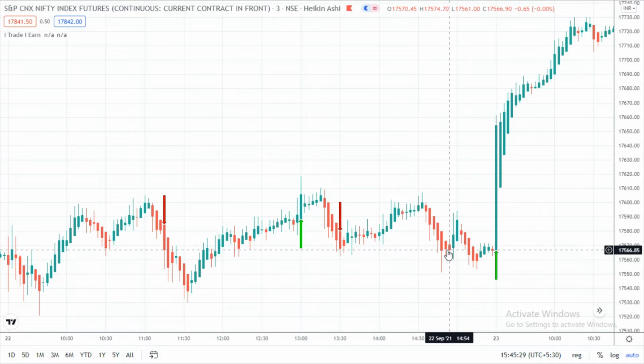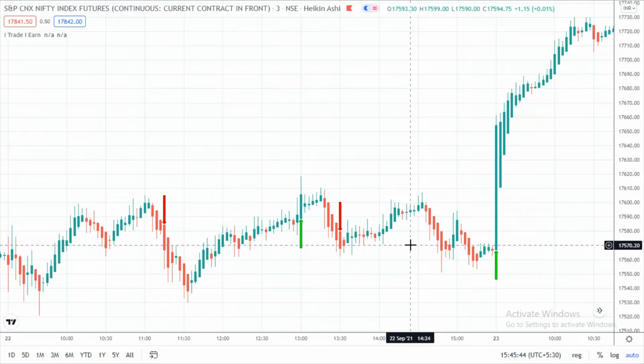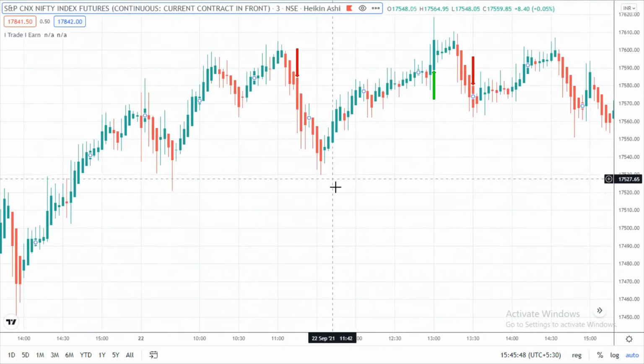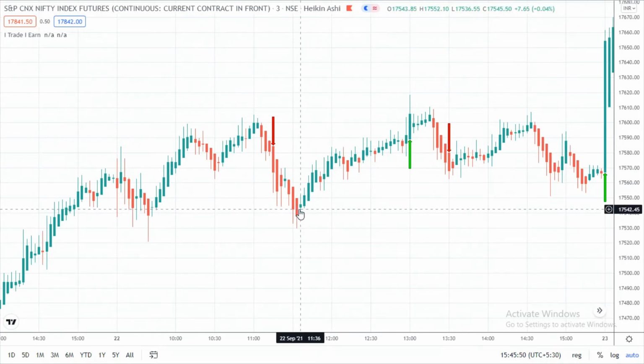We will normally avoid any fresh trade after, let's say, 2 o'clock or 2:15. We can only square up our existing position. So we will not take trades after 2 o'clock or 2:10, 2:15. Even if there are losses, they are very small, just a few points.